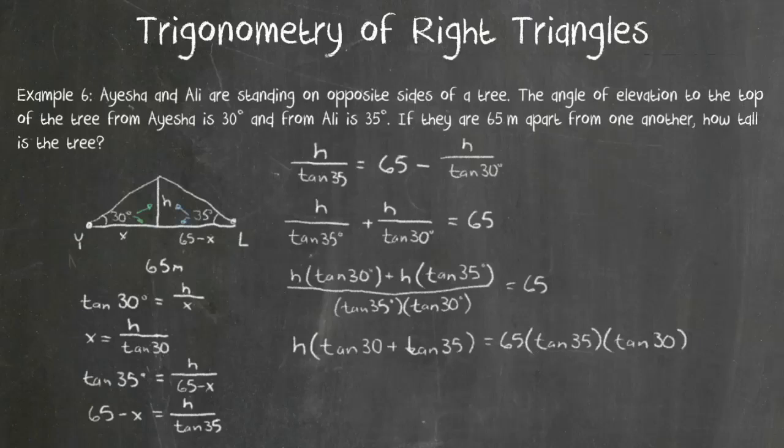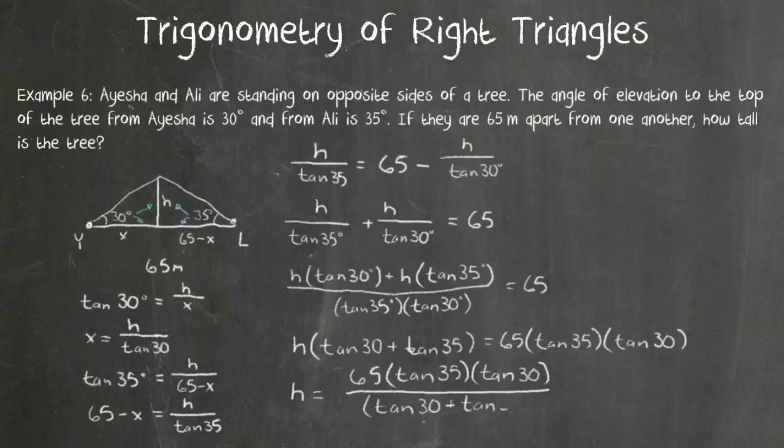Okay, my last step here, I divide both sides by what's inside the brackets on the left. So tan 30 plus tan 35, giving me h equals 65 times tan 35 times the tan of 30, all of this over the tan of 30 plus the tan of 35. From this point, again, we can use our calculator to solve, and we get a value approximately of 20.6 meters.